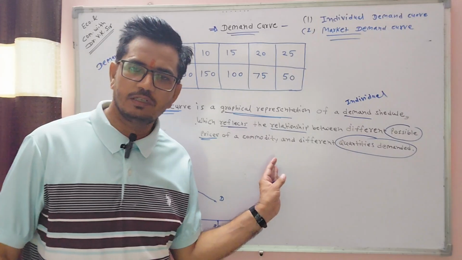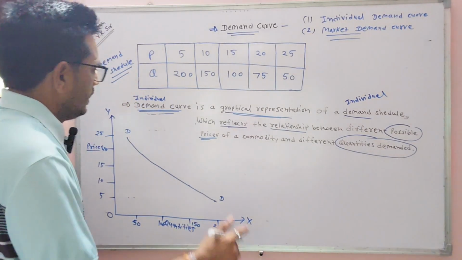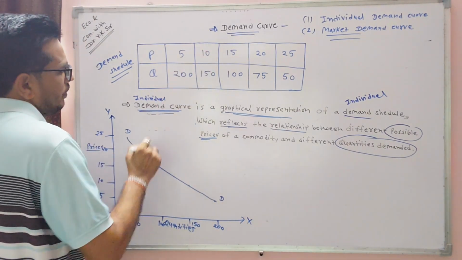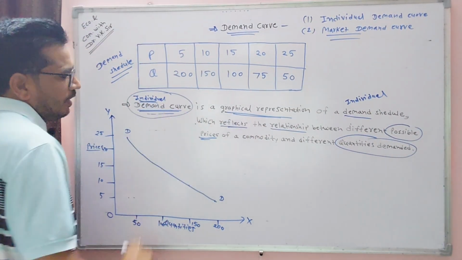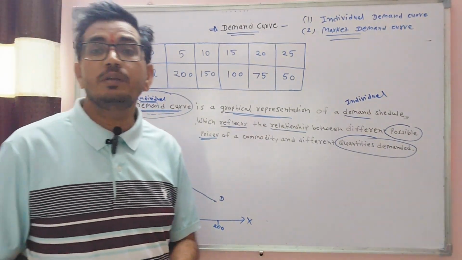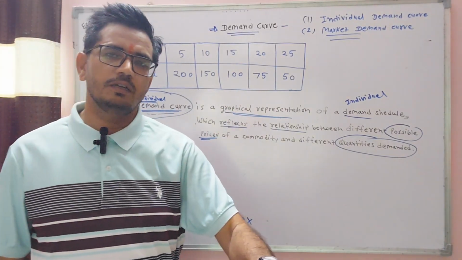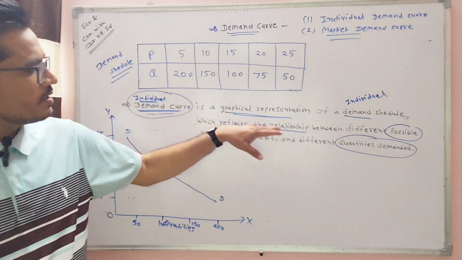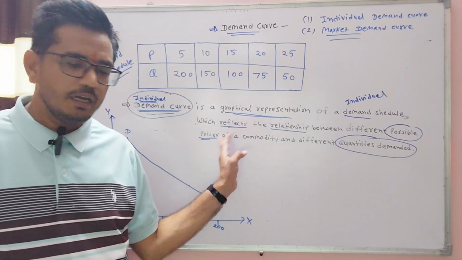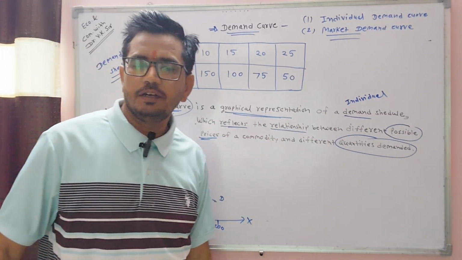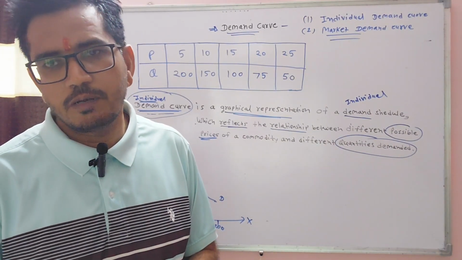We also discussed it. There is one word to be added to the demand curve: individual demand curve. The individual demand curve is a graphical representation of an individual demand schedule which reflects the relationship between different possible prices and different quantities demanded. So no problem for the individual demand curve.